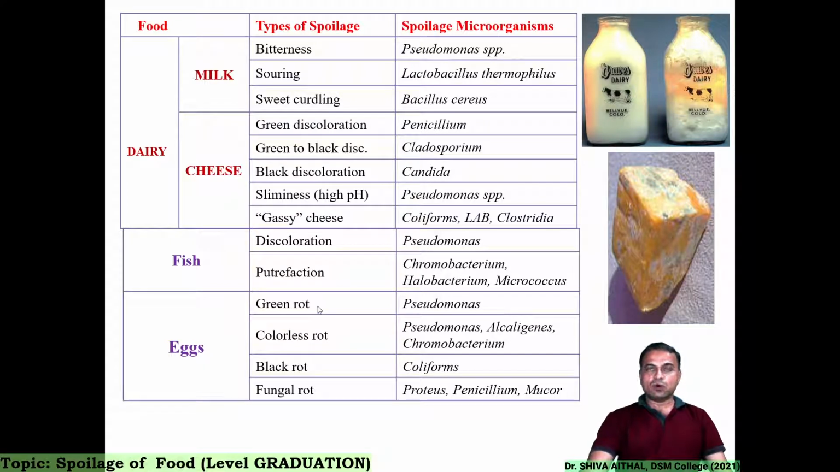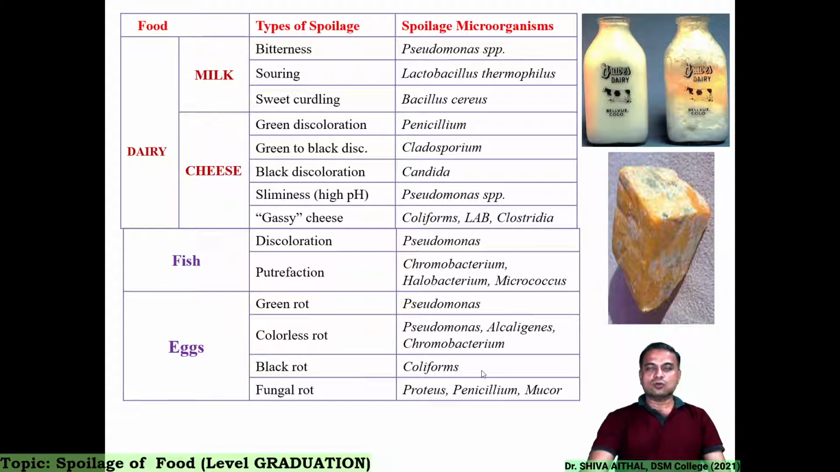Eggs, they become rotten, green rot due to Pseudomonas. Pseudomonas is a pigmenting bacteria and its pigment gets dissolved in the medium where it grows. So if it is growing on egg, then it will make the egg green, that is called a green rot. Colorless rot, that is Pseudomonas, Alcaligenes, Chromobacterium, they result into a rot. It is not colored but a very bad smell is there.